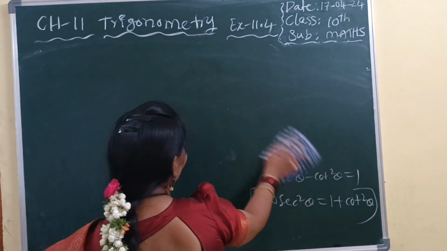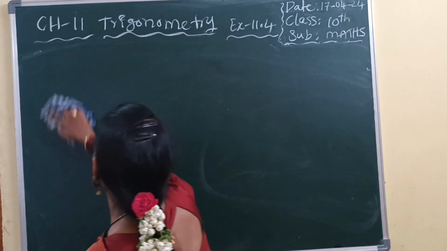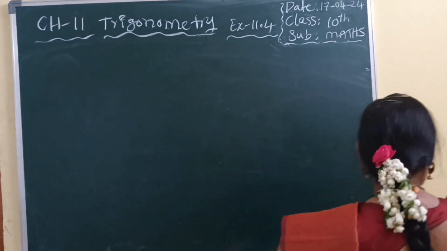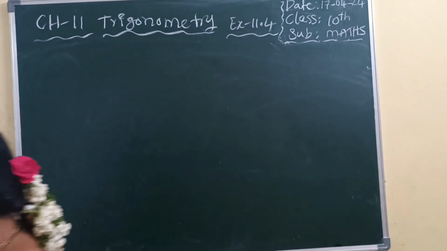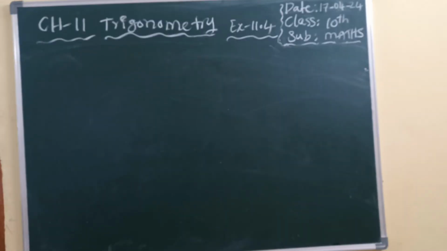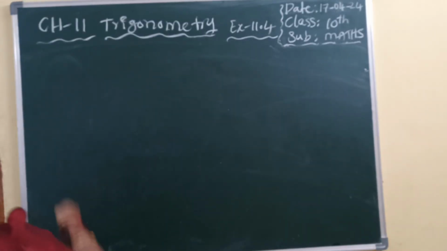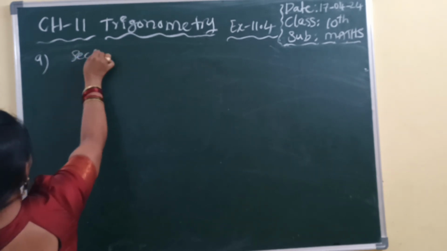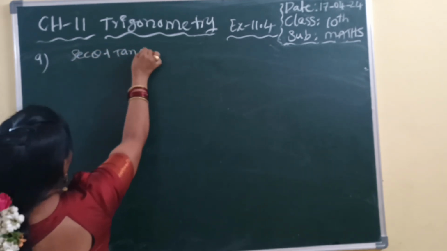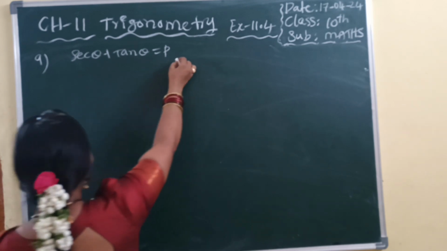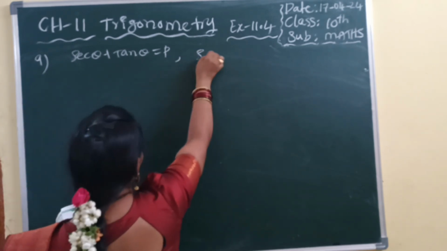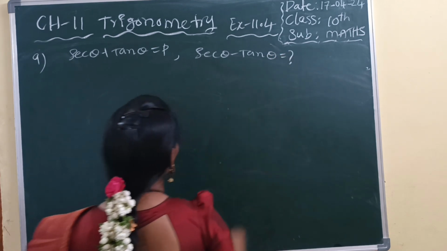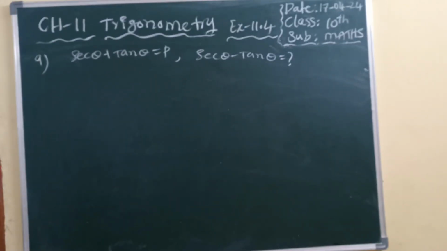Actually, trigonometry is a very easy chapter if you understand. Simply easy. Okay, next, 9th question. If sec theta plus tan theta is equal to P, then what is the value of sec theta minus tan theta? They are asking. Very simple.